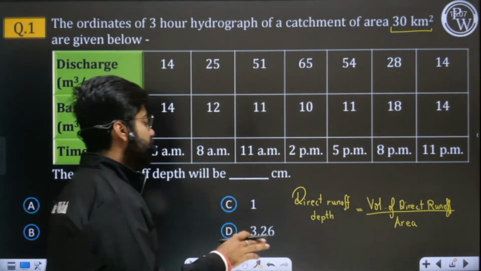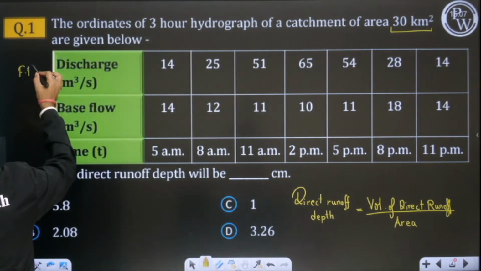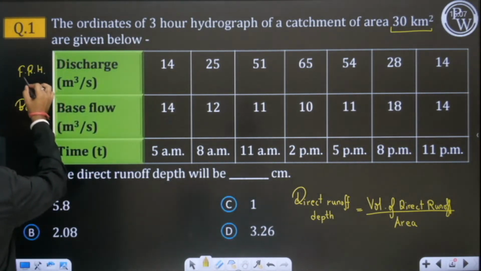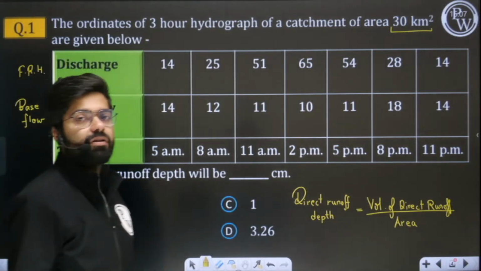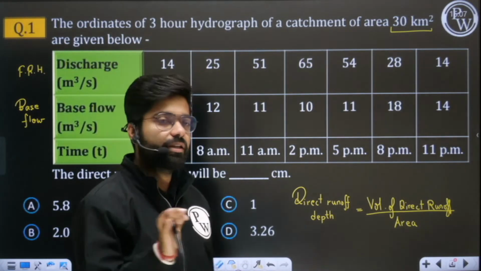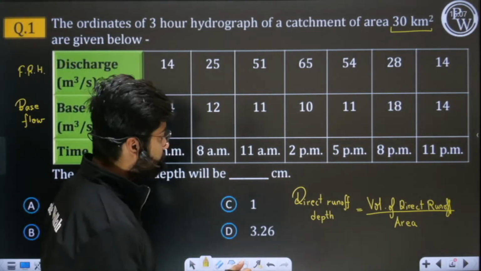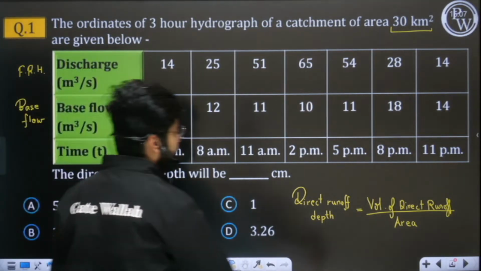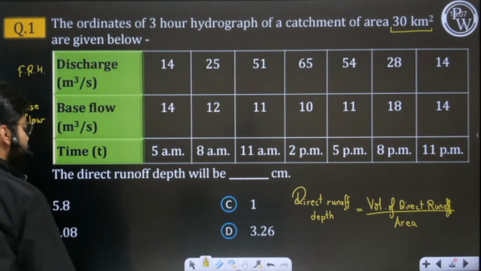The concept involved here is that this is your flood runoff hydrograph, and this is your base flow. From the flood runoff hydrograph, we will subtract base flow and obtain the DRH, the direct runoff hydrograph. The area under that direct runoff hydrograph is nothing but the volume of direct runoff. Is this clear? So to find the volume of direct runoff, we have to find the area under the DRH. How will we do that?